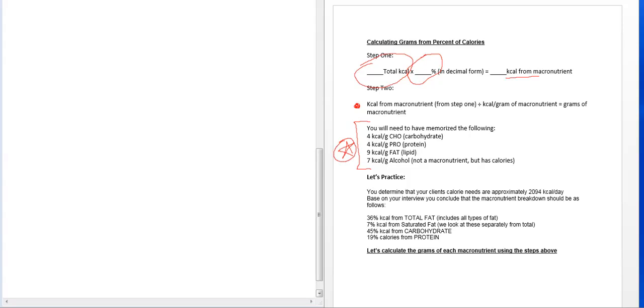So let's practice this. Using the example below, you have a person who has been determined to need 2,094 calories per day. And with your expertise, you've determined this is the breakdown of their macronutrient needs. So now let's convert those into grams so that we can apply it to their diet. So first, step 1. Let's do this separately. You're going to have the total calories, 2,094.